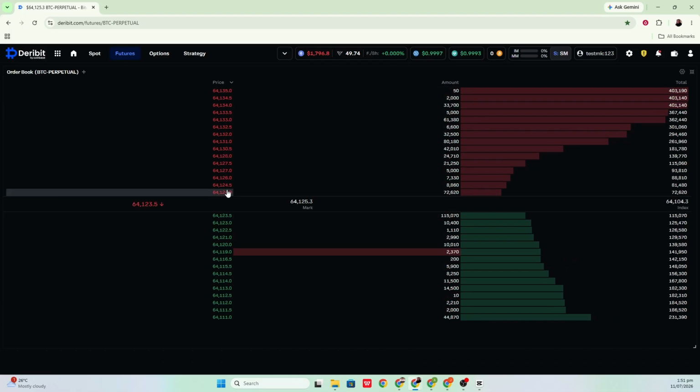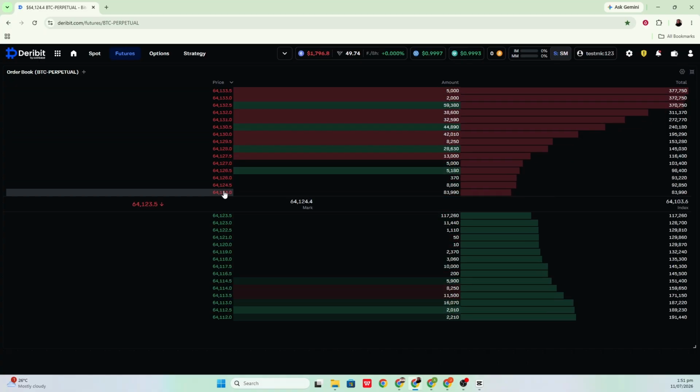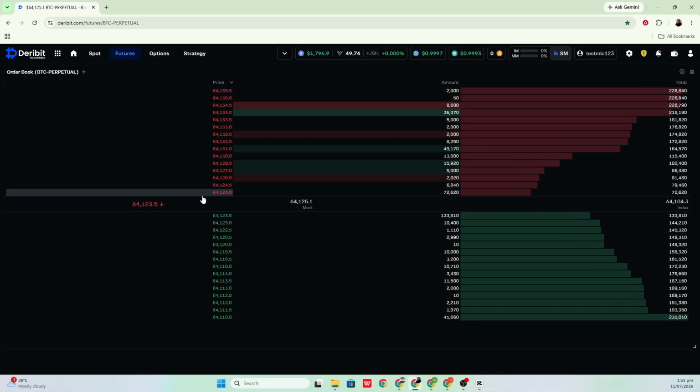The prices are arranged in ascending order, so the lowest price a seller is willing to accept appears at the bottom of the red section. This price is called the best ask.